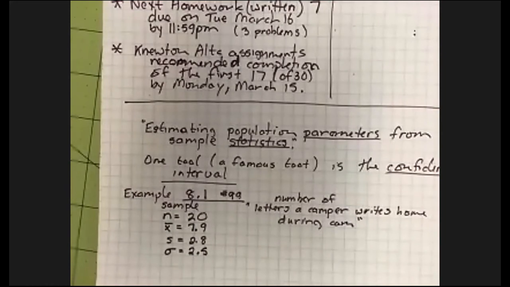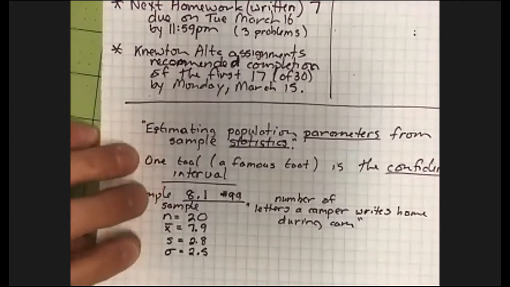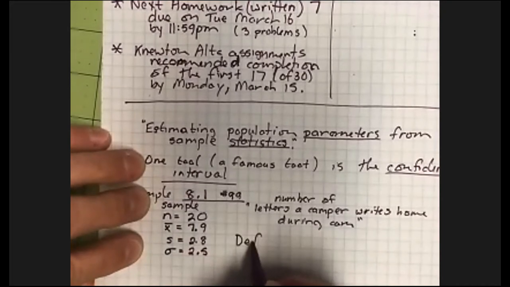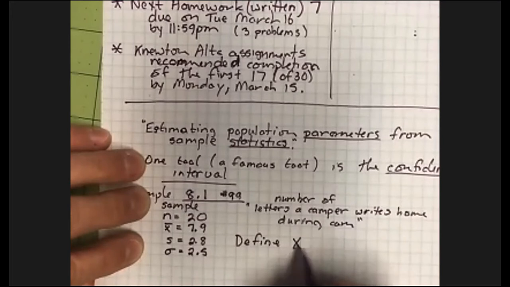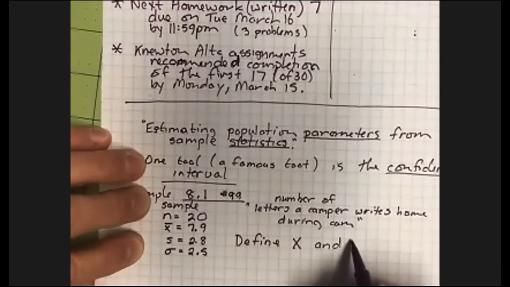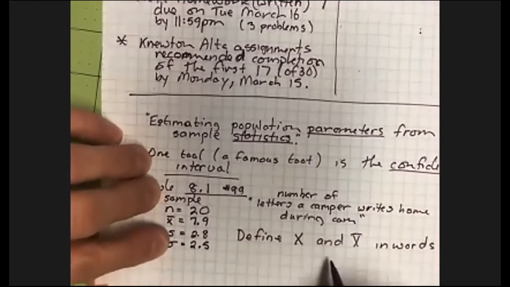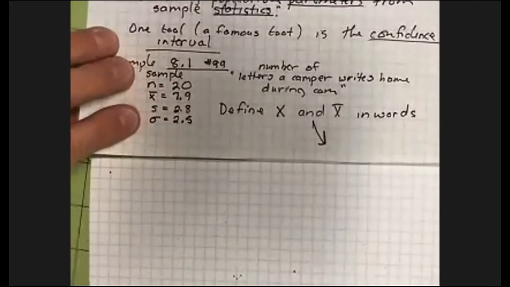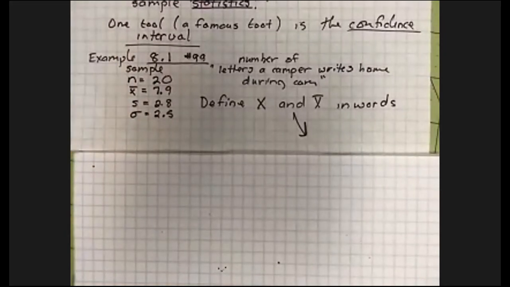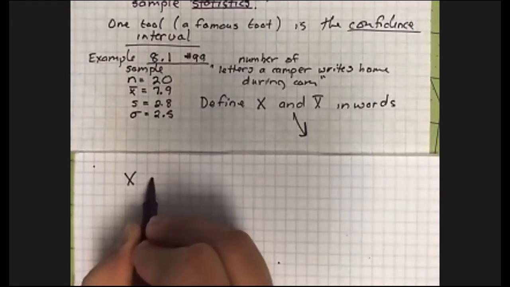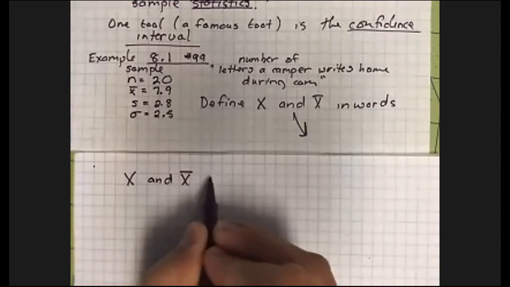Good. So the first question they ask you to do is to define X and X bar in words. And I'm gonna go to the next paper to do that. Keep this paper handy. And again, you can write notes on your paper of what numbers I'm writing down, but I can't keep every paper in front of you the whole time. So what, remember, are X and X bar?